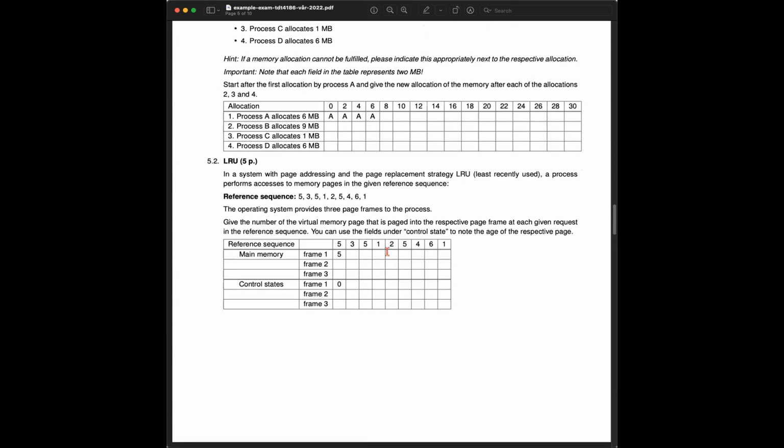And we also have an LRU algorithm here with a reference sequence. So that's something you should know pretty well on the theoretical exercises. You have 3 page frames. Yes, this is not very realistic, I know, but this makes it less complex. And then you should give the pages which are assigned to the page frames in physical memory, and then figure out which one is going to be replaced when a new request comes in.